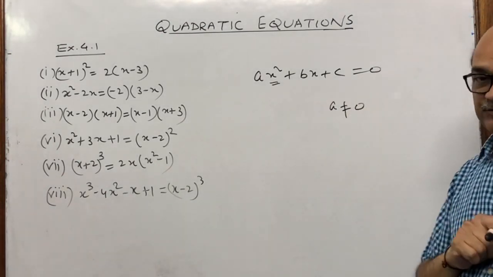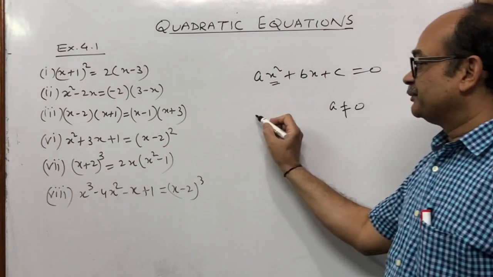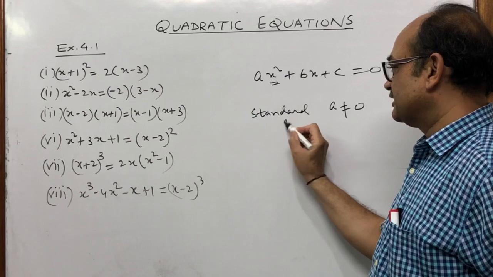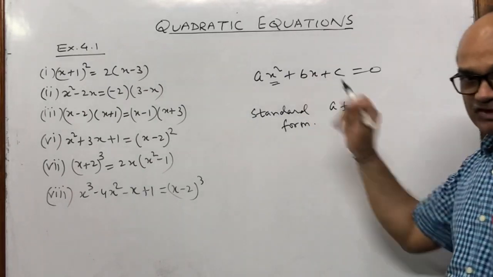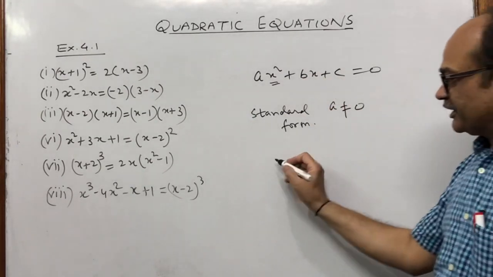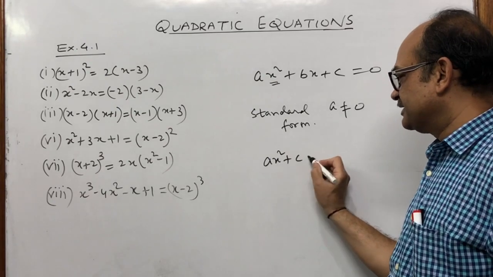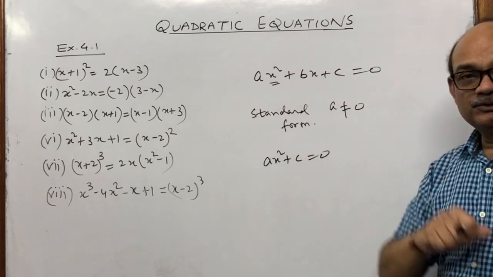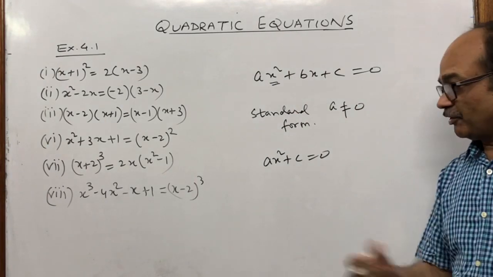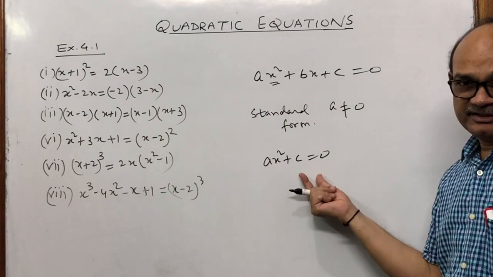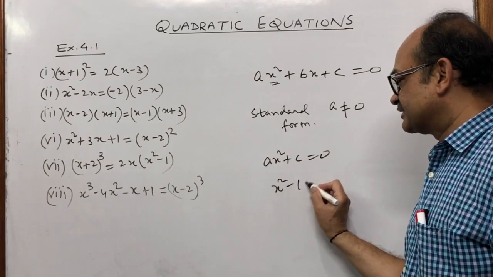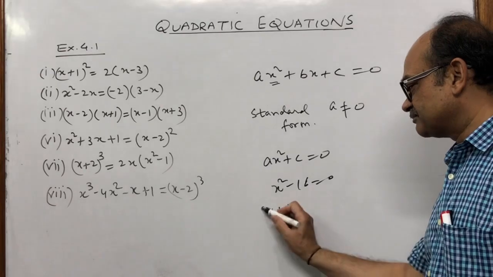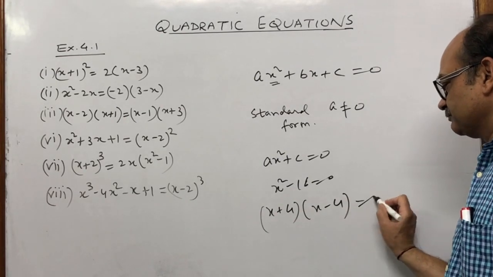What type of quadratic equations we have? This is said to be the standard form or general form. First one, the pure quadratic means ax square plus c equal to 0. It means no coefficient of x, only x square and constant. For example, x square minus 16 equal to 0. It means the factors are x plus 4 and x minus 4.